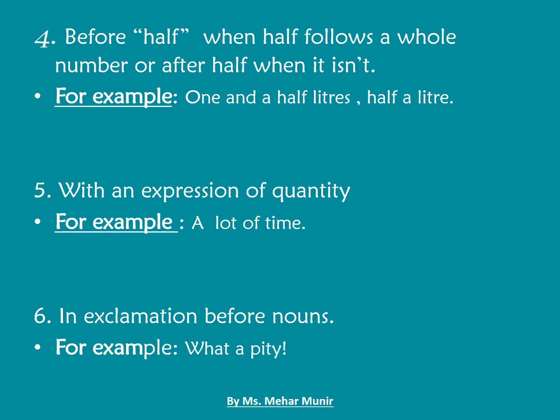Rule number 5. With an expression of quantity. When we are expressing a quantity, a large quantity or a small quantity, we will use a here. For example, a lot of time. We expressed the quantity of time which is a lot, so we used a here.